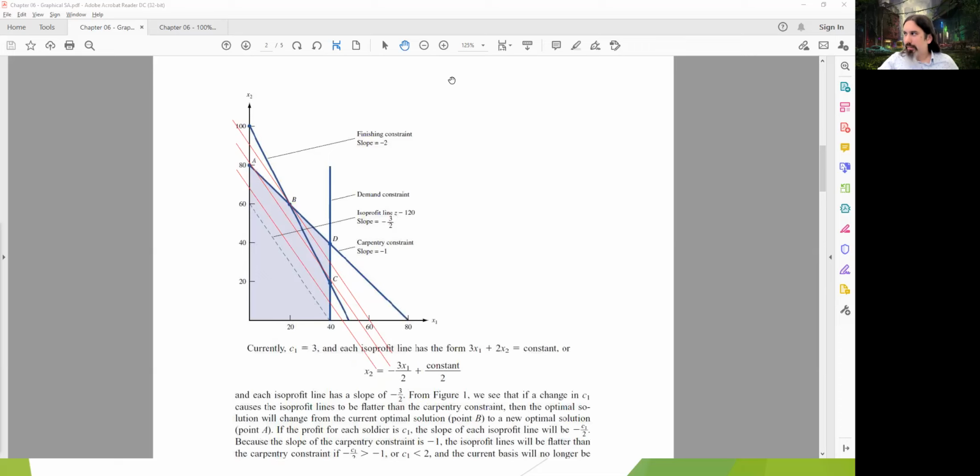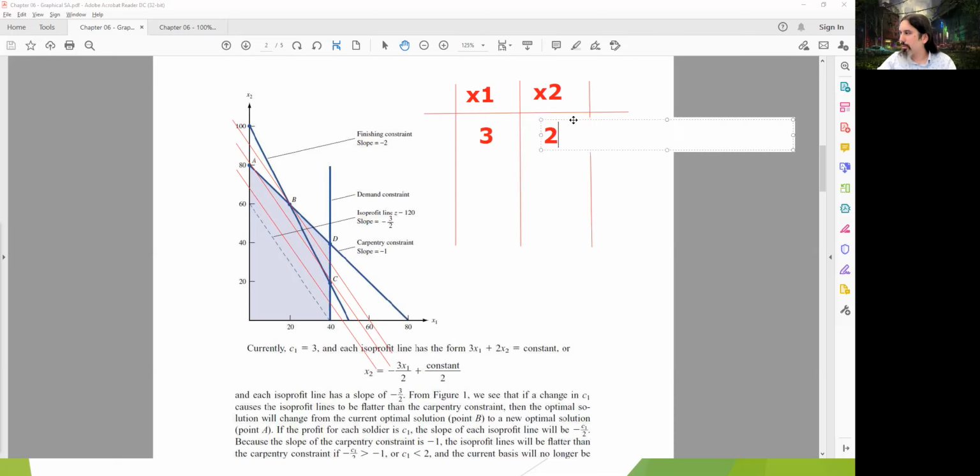Now, as the x1 value changes, let's just draw a table over here, which will make it very easy to talk about, I hope. Now, we have x1, x2. We have an original value of 3 and 2, right? And the slope is minus 3 over 2.